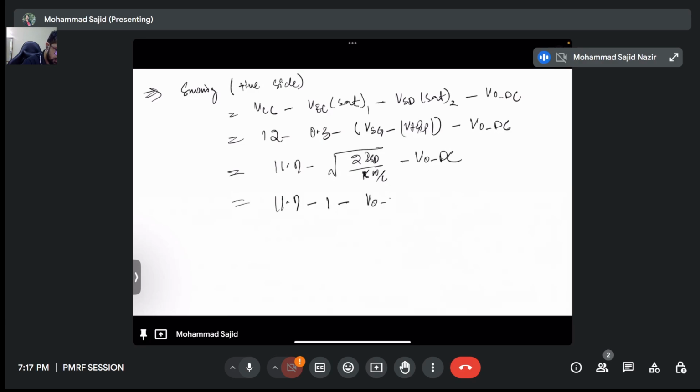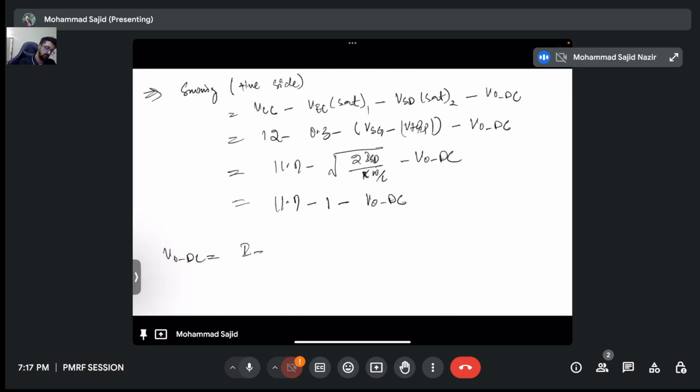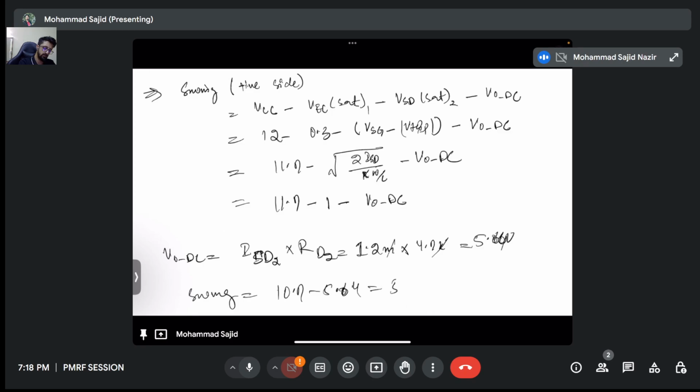And what is the V0 DC? So V0 DC is this voltage, which will be given by current flowing through this transistor, ISD2, multiplied by RD2, which is 1.2 milli multiplied by RD2. That is 4.7 kilo. This comes out to be 5.64. So swing will be 10.7 minus 5.64. This is 6.4.